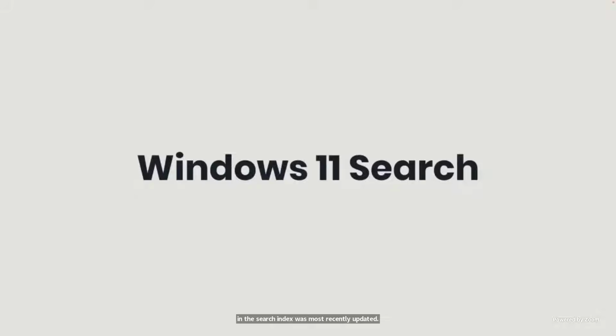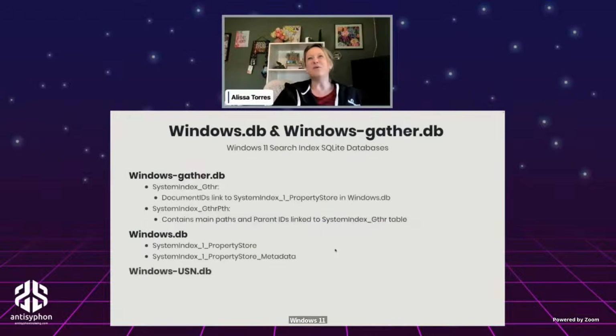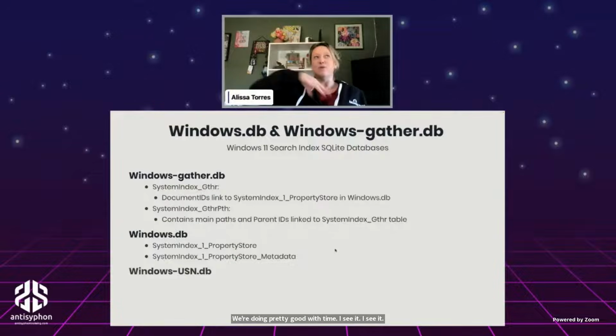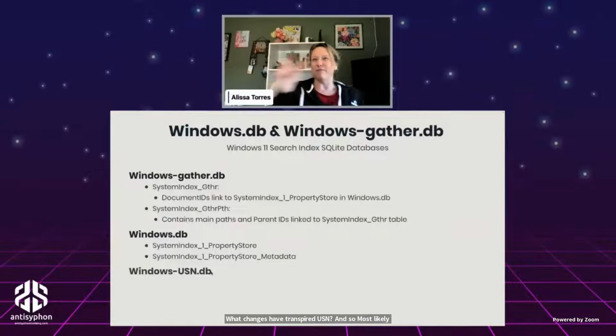So let's talk about Windows 11. We're doing pretty good with time. I see it. So Windows 11 is going to maintain 3 different SQLite databases. We get into the bottom of the slide. We talked about the relationship that exists between the USN journal and the search indexer. You know, the search indexer is like, hey, what's going on? What changes have transpired, USN?